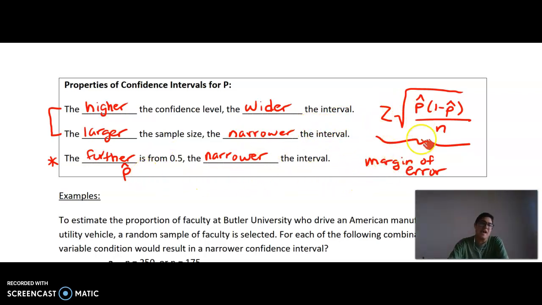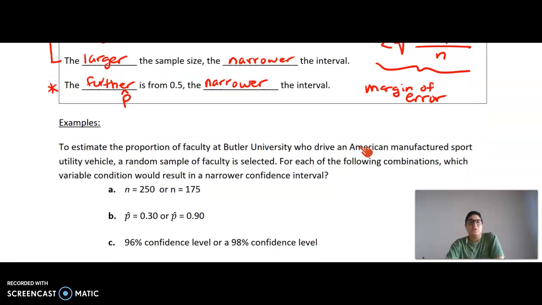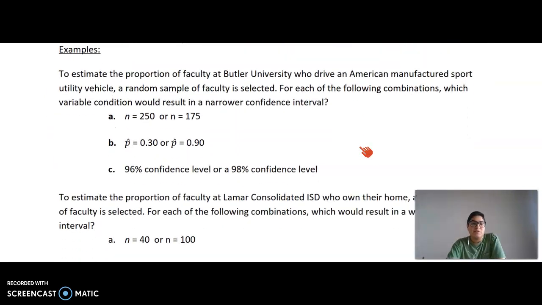The further p hat is from 0.5, so like 0.91 times 0.09 is going to be lesser than 0.5 times 0.5. 0.6 times 0.4 is also going to be lesser than 0.5 times 0.5. So you can see here all the different mathematical relationships within this margin of error. Now, remember, the margin of error generally gives me this rough estimate of how wide the interval could be. So let us take a look at some examples here.